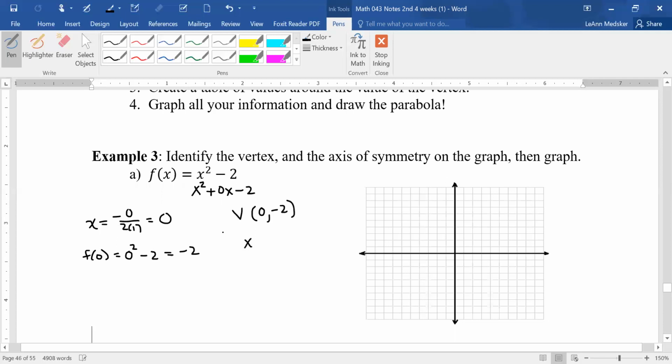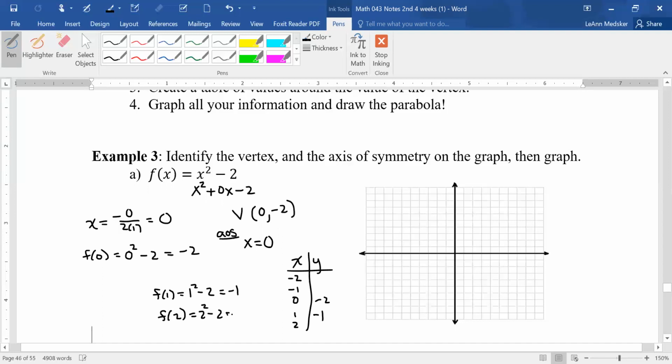That means my axis of symmetry, which I'm just going to abbreviate that way, is also happening at that x value of 0. So we don't have enough to plot the whole thing, remember, because you need a few points. So we're going to put 0 in the middle of our table with the -2 we already know. Then we're going to pick -1, -2, and 1 and 2. So technically, if you know for sure you've done the vertex right, you only need to do one side of your table because the other side should, remember, have that symmetry. So f of 1 is 1 squared minus 2, that's -1. F of 2 is 2 squared minus 2, which is 4 minus 2, so that'd be 2.